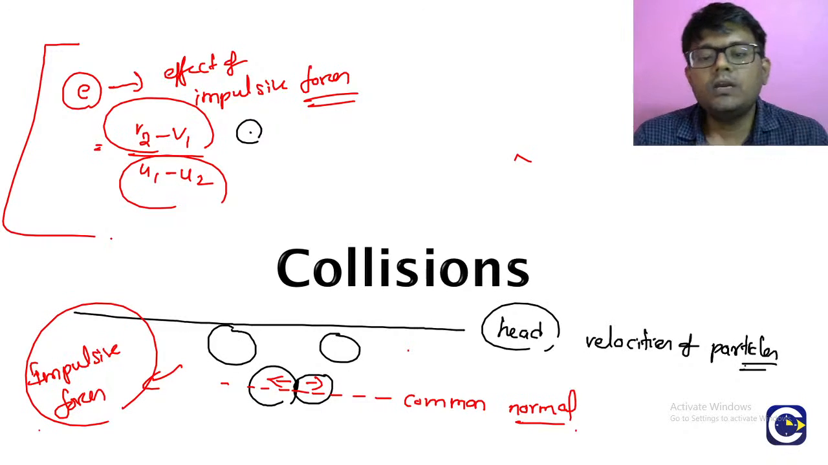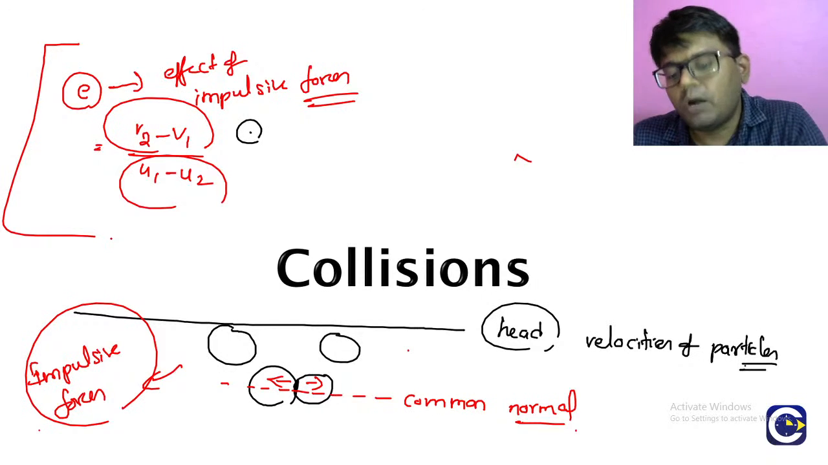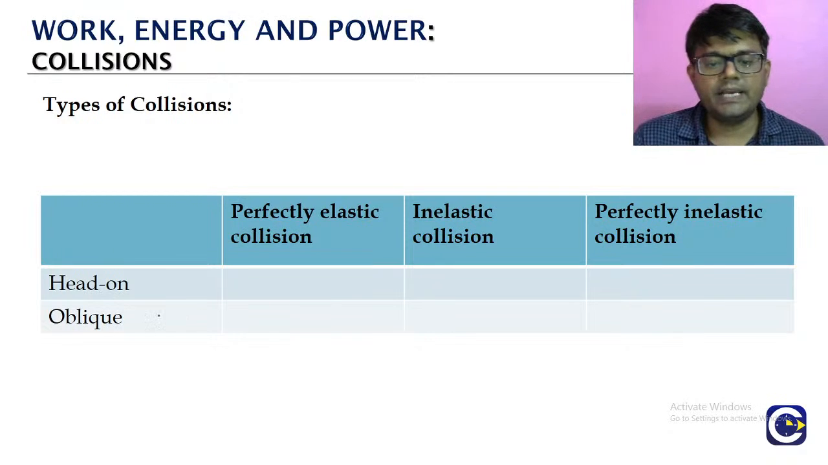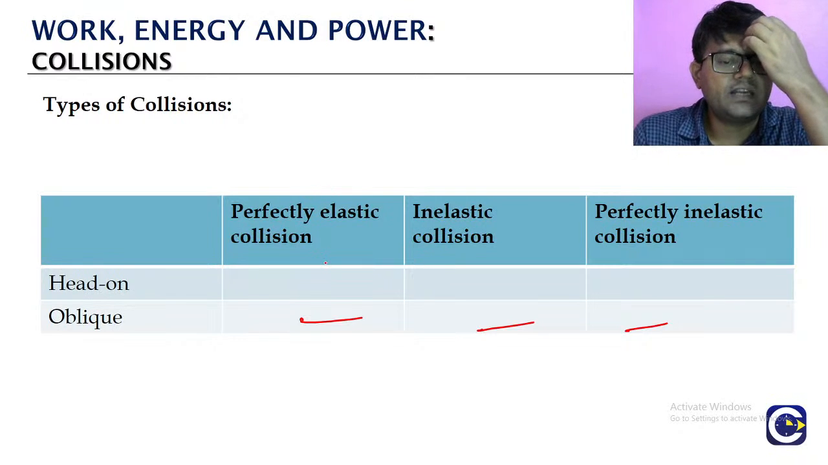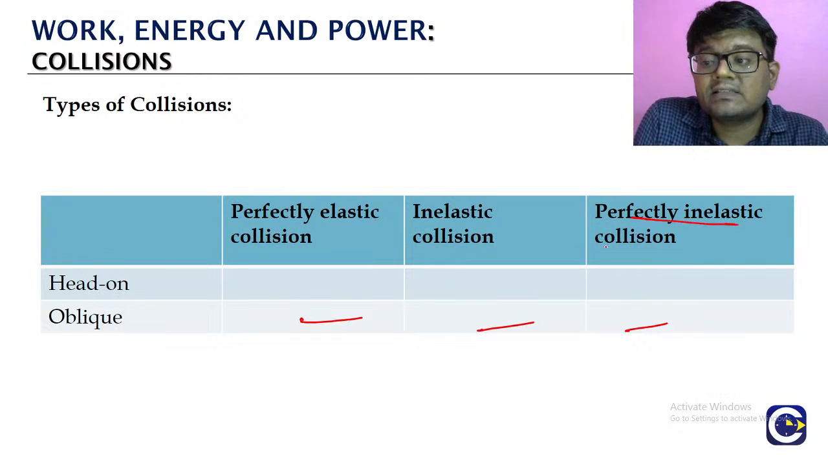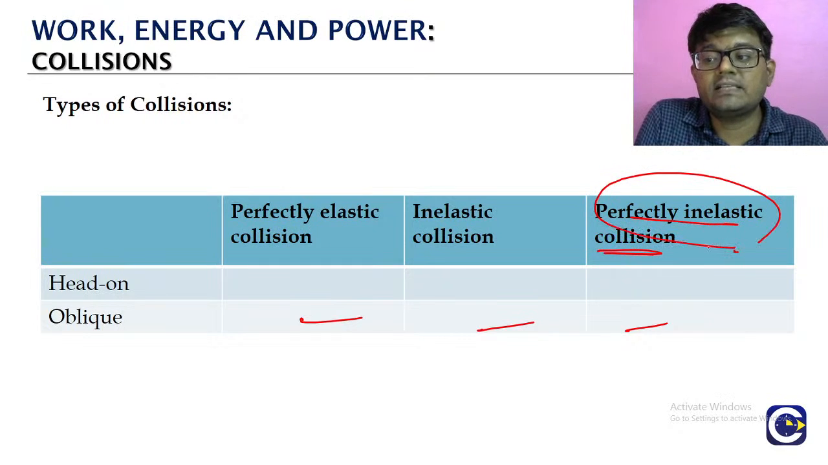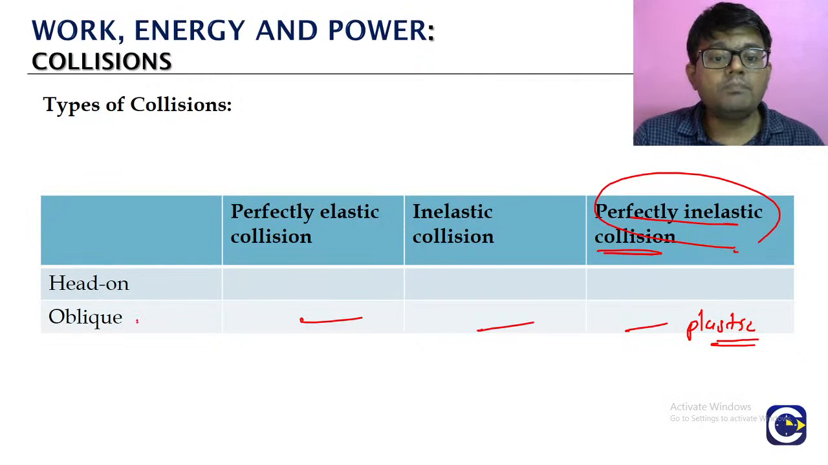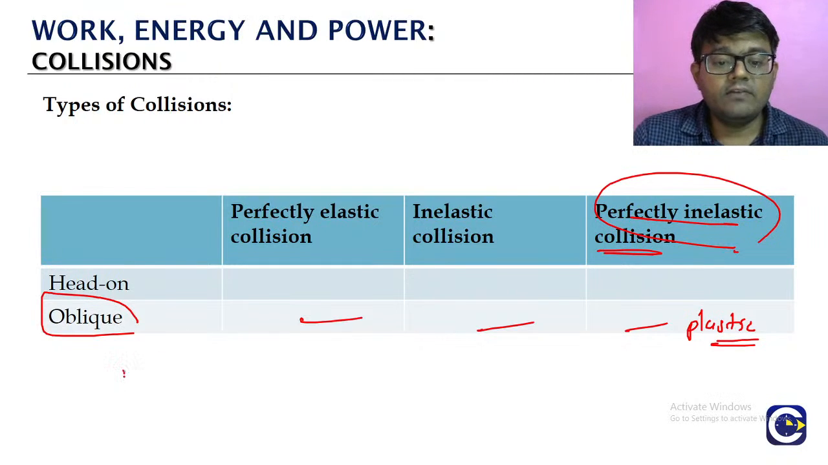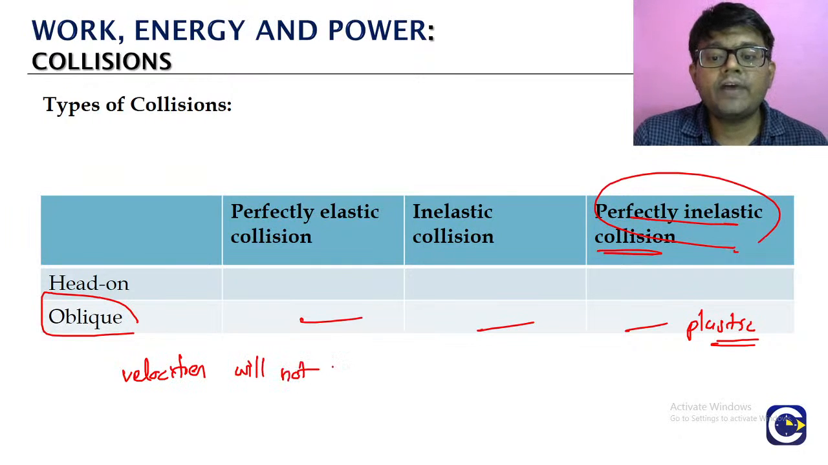Now we will go into the discussion about the oblique collision. What happens in case of the oblique collision? Today we are going to focus on the oblique category: perfectly elastic oblique, inelastic oblique, and perfectly inelastic oblique collision, which can also be called plastic. In oblique collisions, one of the characteristics that we will see is that the velocities will not be confined to a line.